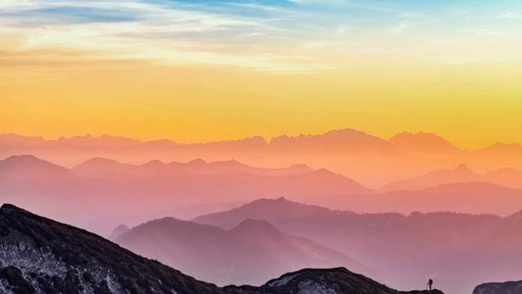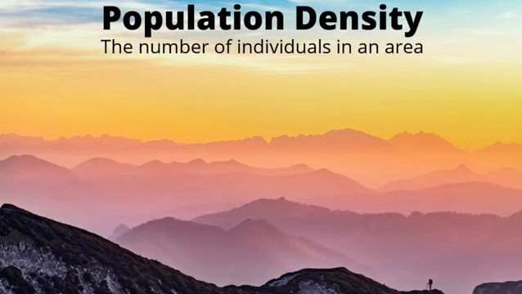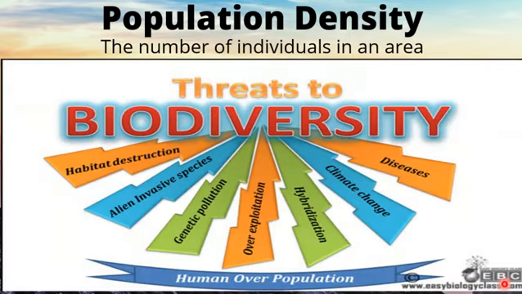Population can be of similar size, but they have different densities. What is population density? It refers to the number of individuals in an area. When we reflect on the amount of individuals per unit area, we are denoting the density of the population. Transformation in population density in any community may be attributed to many factors. Here are the threats to biodiversity such as habitat destruction, alien invasive species, genetic pollution, overexploitation, hybridization, climate change, and diseases. But how are we going to compute for the density of the population?